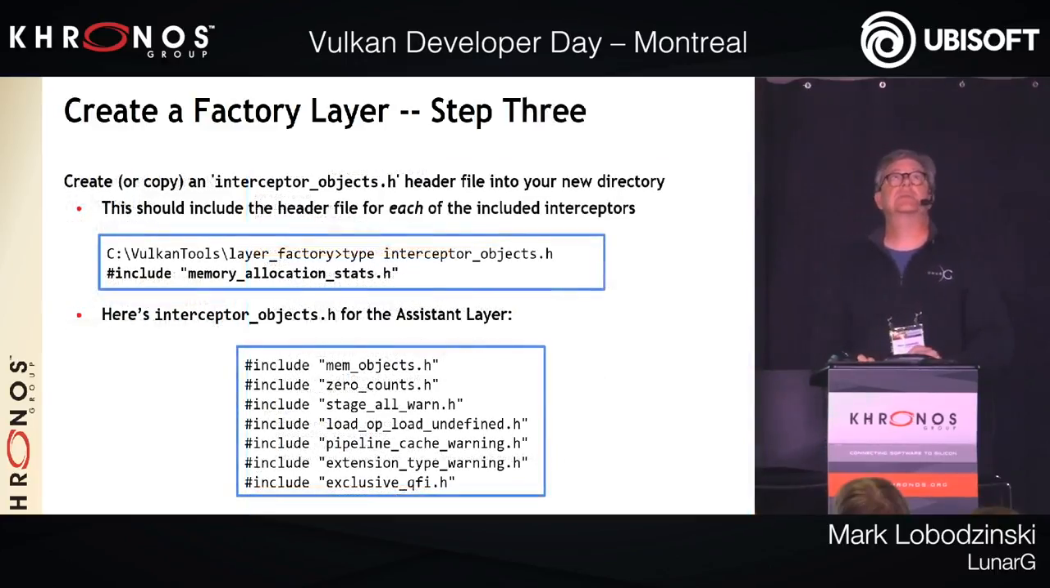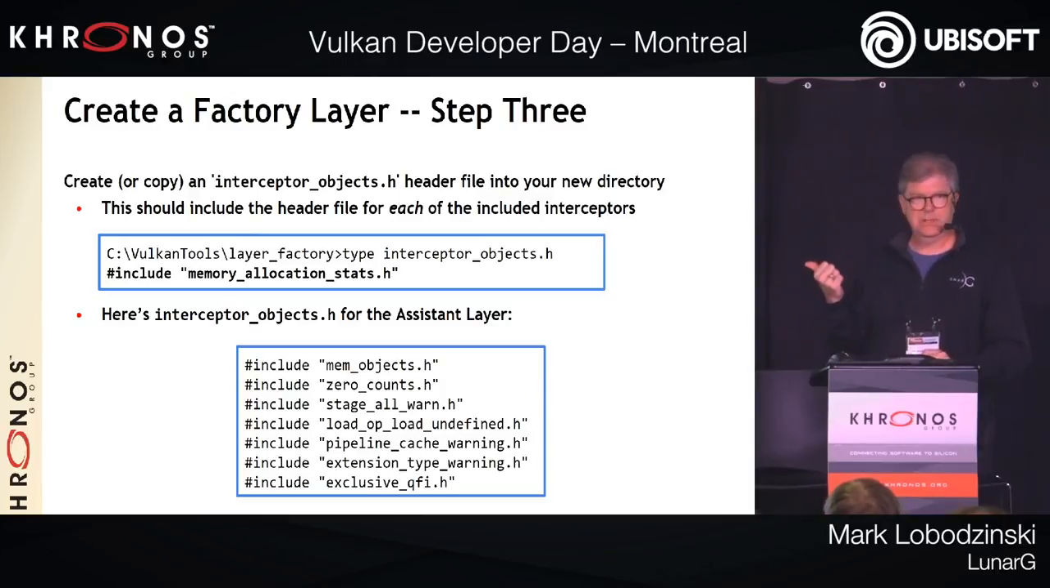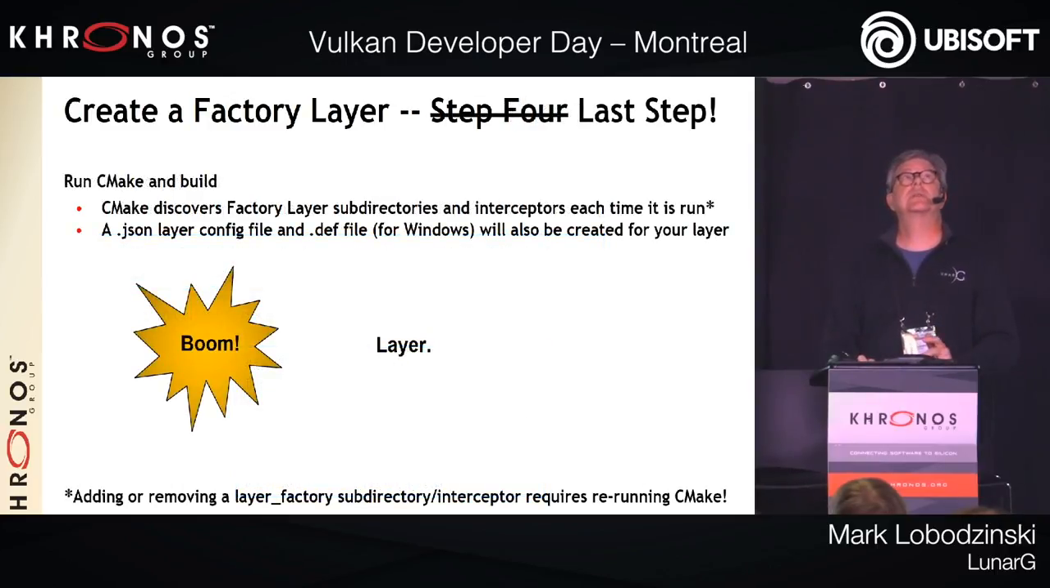And then the next step is that there's a standard header file that's used for each of the layers, and this is called interceptor objects.h. So each of your interceptors has a header file. You just include that in here. You can see the one for the assistant layer has 7 or 8 interceptors, which cover 8 or 10 of the assistant layer functions. But that's also fairly straightforward. And then you run CMake. CMake will go through, pull the files out of the directories, build everything, and it spits out a layer, which you can then run straight away.